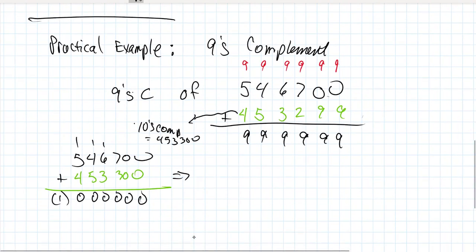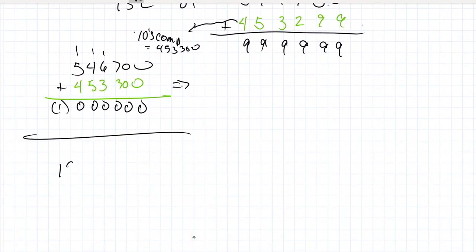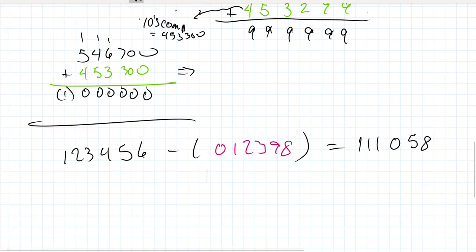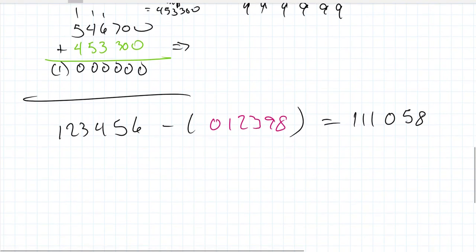So what can we do with that idea? Take the number 1, 2, 3, 4, 5, 6. And let's say that we wish to subtract 0, 1, 2, 3, 9, 8 from that value. If we did it on our calculators, we'd come up with a value of 111058. But what I'd like to do is use the power of complements and the power of just simply doing addition, and use our existing hardware that can do addition to implement subtraction.